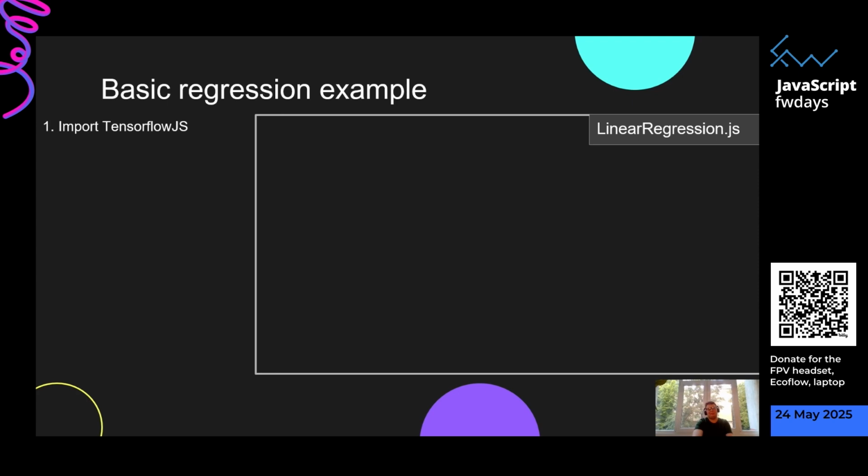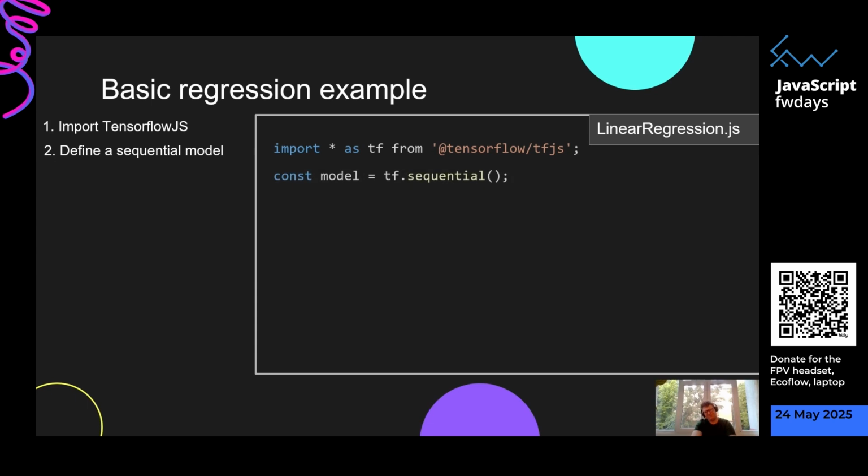So first we import TensorFlow.js. Import star as tf from TensorFlow.js. That's classic. Obviously, I forgot to tell you, but it's common sense that you also need to install the dependency first: npm install tensorflowjs. So we define a sequential model because the data in the stock exchange is sequential. Each day we know the value of the stock exchange. const model = tf.sequential.